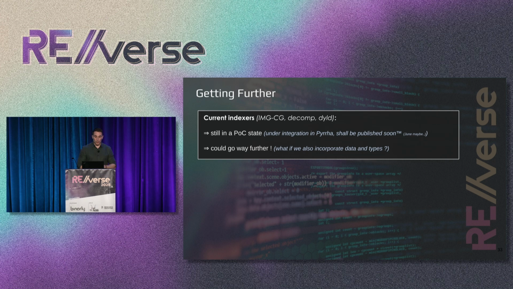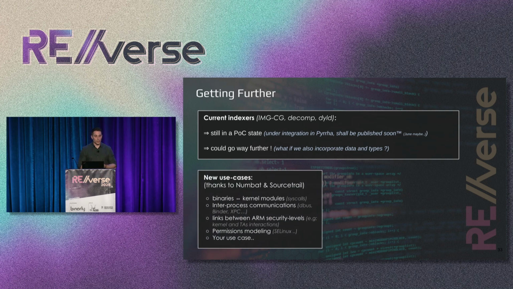A few words about the code itself. It's still in a proof of concept state. We're in the process of integrating it into another of our tools, which is called Pyra, that we might publish somewhere around June, I would say. But we have to polish a lot of things. I think here we just map the calls. We could go way further by mapping types, data, and so on. So there are a lot of things that could be done by leveraging Sourcetrail.